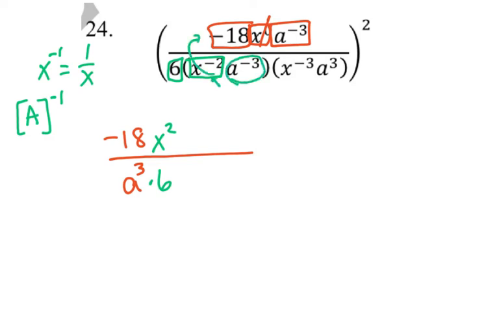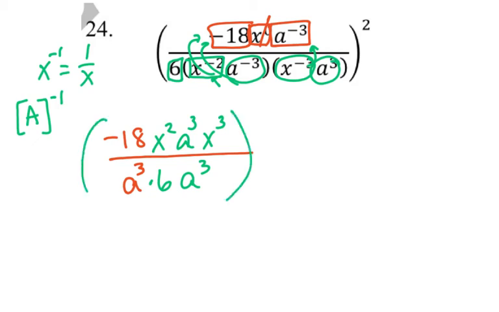A to the negative third, same thing. That's going to come up to the top. Now, once you've moved it, the negative is not there anymore. It does not change the sign out in front or anything like that. X to the negative third, that's going to go to the top as a positive 3. A to the third is going to stay below because it is a positive 3 and it's on the bottom, so it doesn't do anything. Now this is all still going to be raised to the second power, but I'm still not ready to raise it to that power yet.